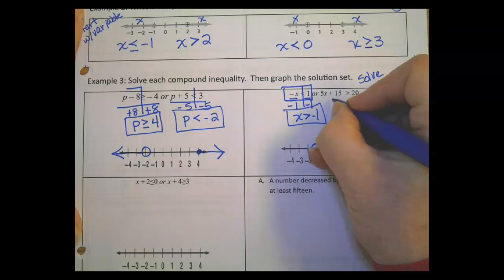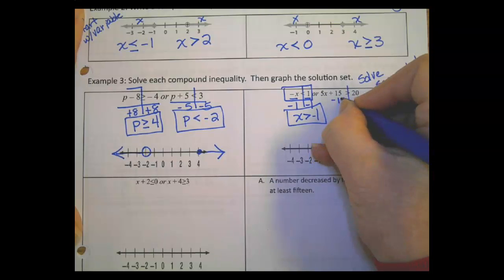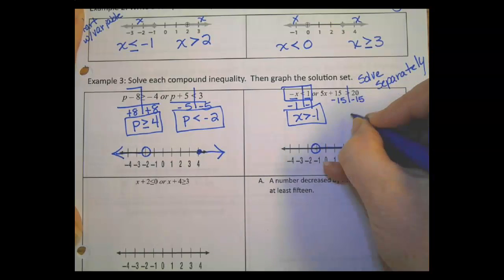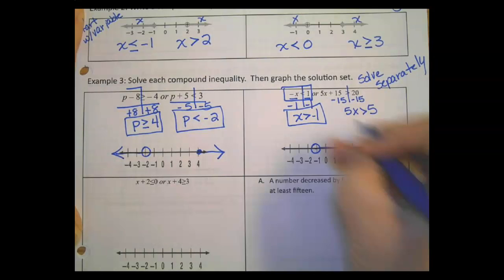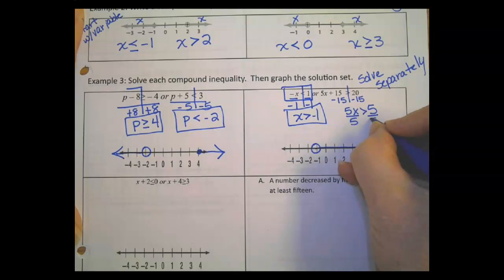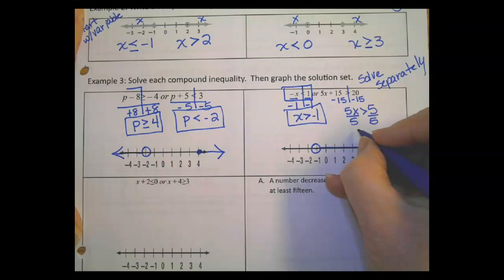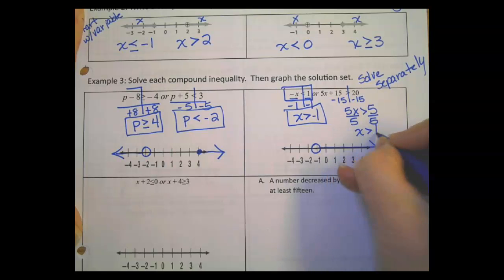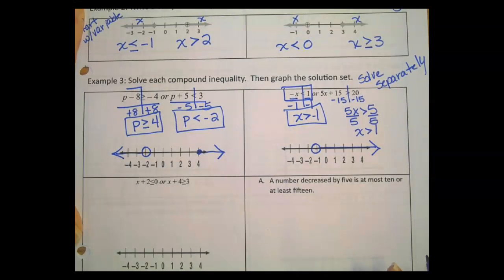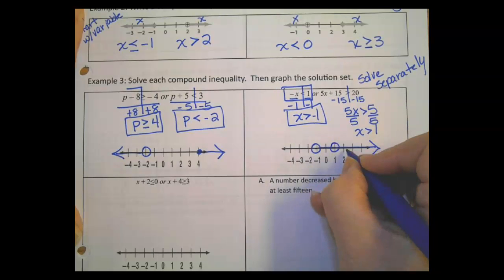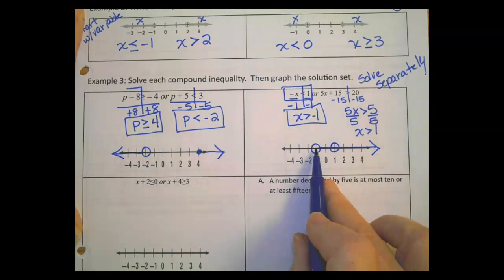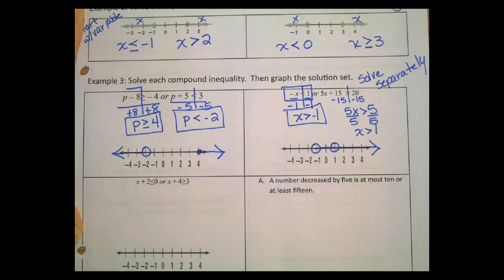This one, two-stepper. Subtract 15, subtract 15. 5x is greater than 5. Divide by 5, divide by 5. And x is greater than 1. So x is greater than 1. So open dot, it's going that way. But since this one supersedes it, this is just what it's going to look like.